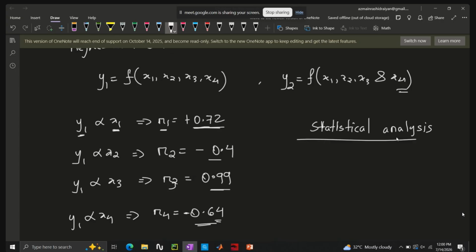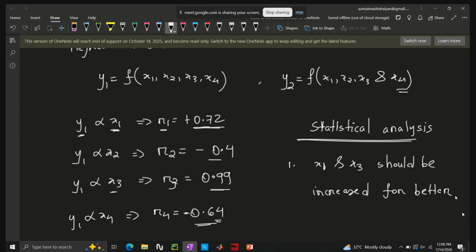So from this statistical analysis, I can conclude that, first, since I have a positive correlation with x1 and x3, x1 and x3 should be increased for better Y value.